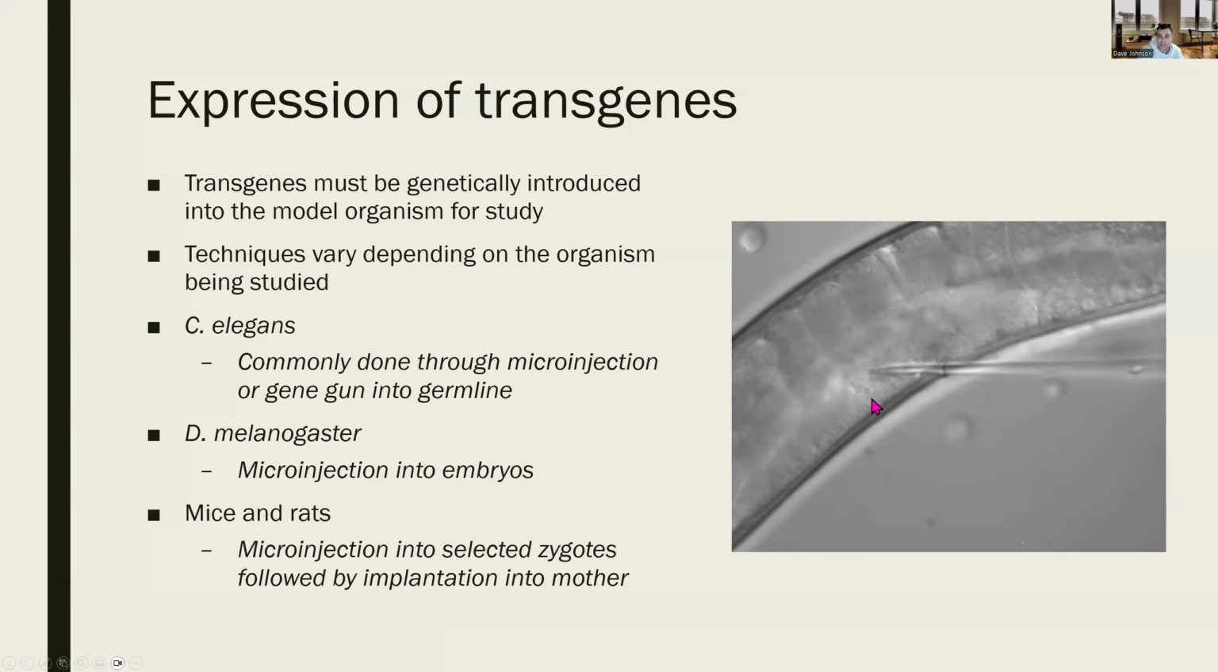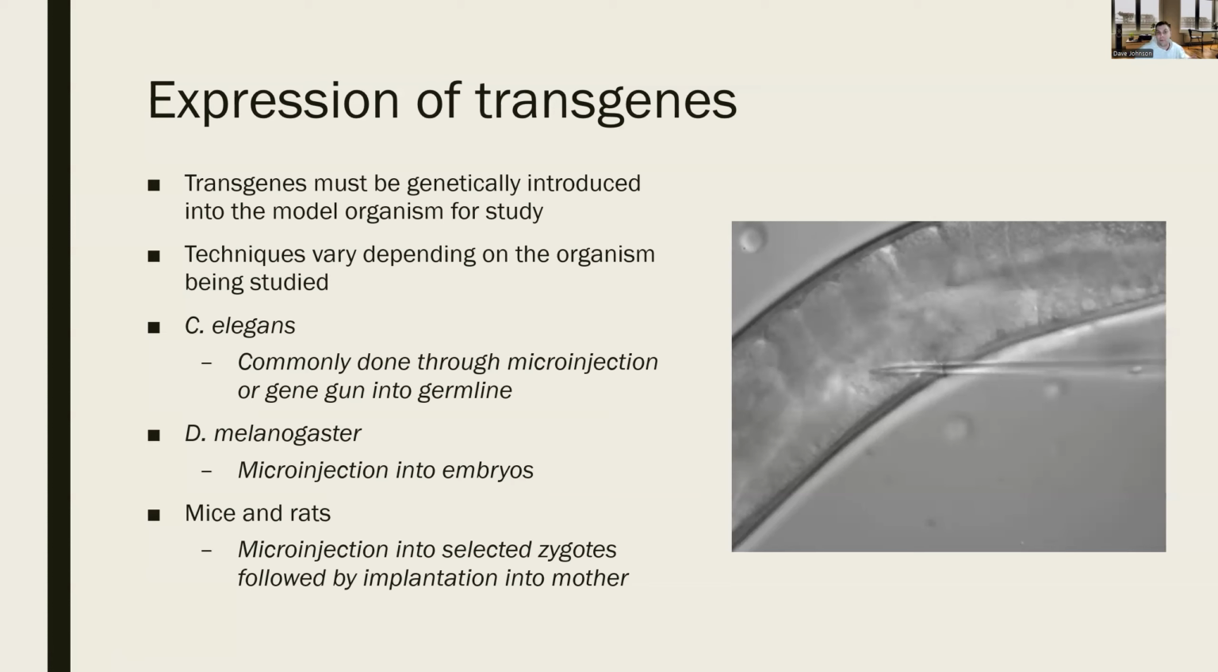You inject it into their gonad, and it will be taken up into the newly developing oocytes and eventually the eggs, and it will show up in the next generation. In Drosophila melanogaster, which are fruit flies, we typically do this by microinjecting directly into embryos. So the embryos, you take them and then they will hatch. For mice and rats, we typically microinject into zygotes and then implant those zygotes into the mother. And then when the mother gives birth, that transgene will hopefully show up in the next generation.